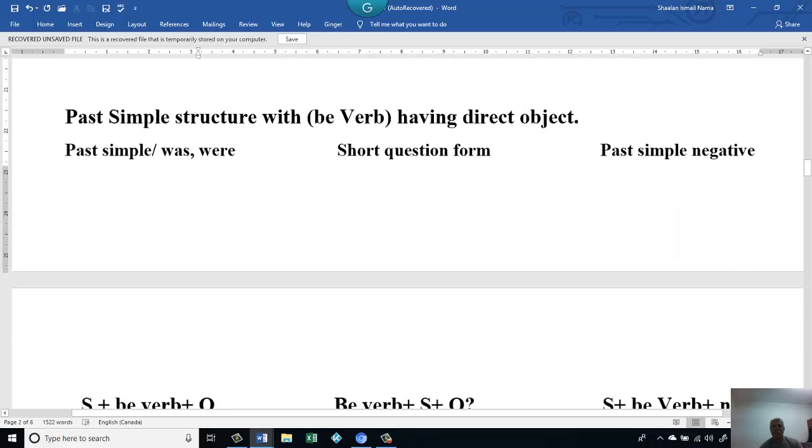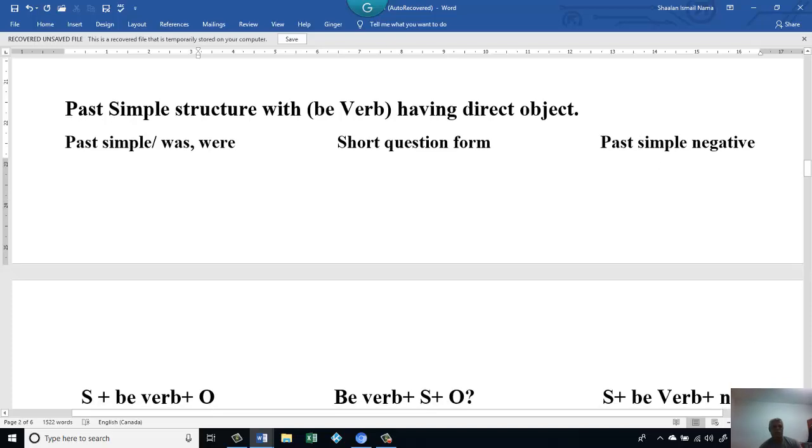Past simple structure with the be verb having a direct object. We have two kinds of object, could be direct object, could be indirect object. We have past simple was and were, then we're going to make a short question, and then we're going to make it negative. For example, how we're going to make it.